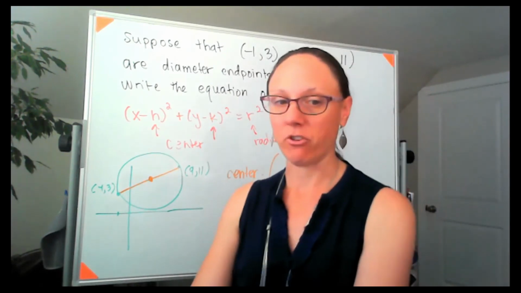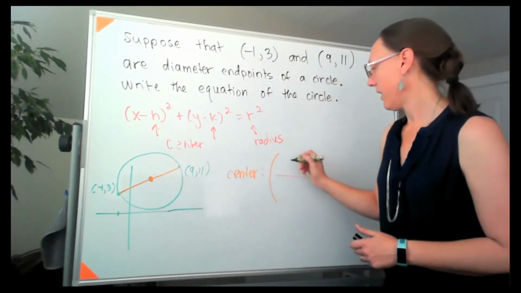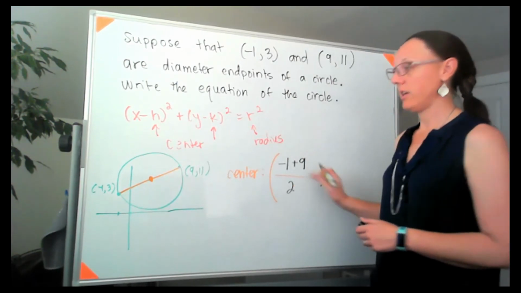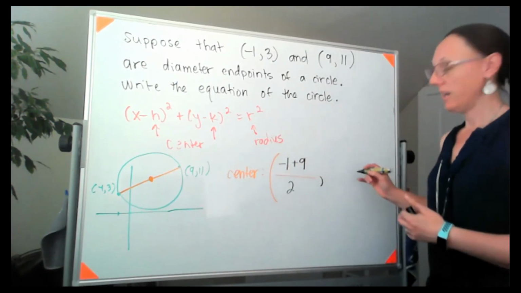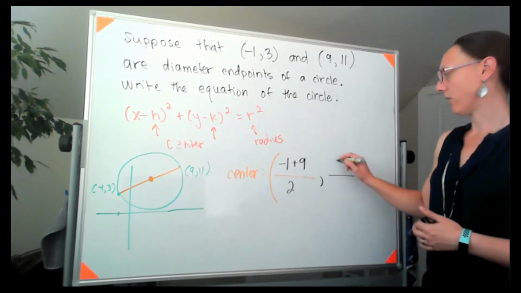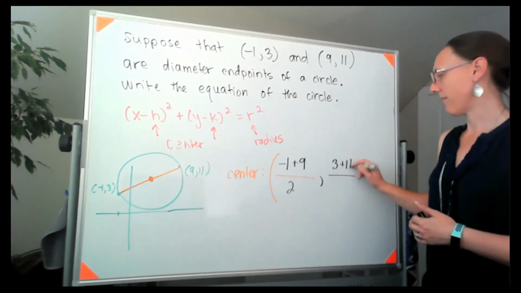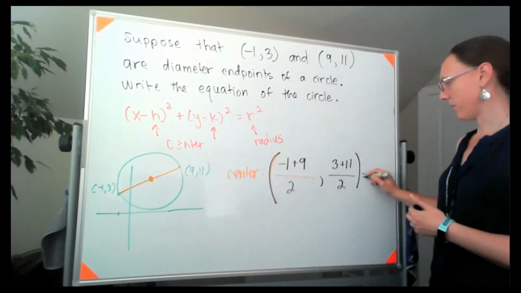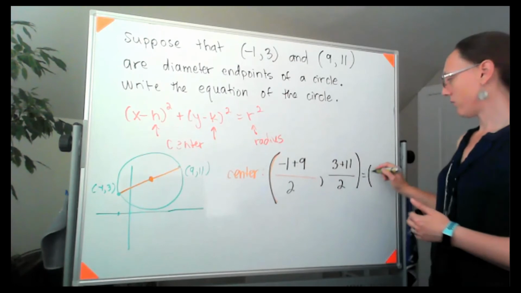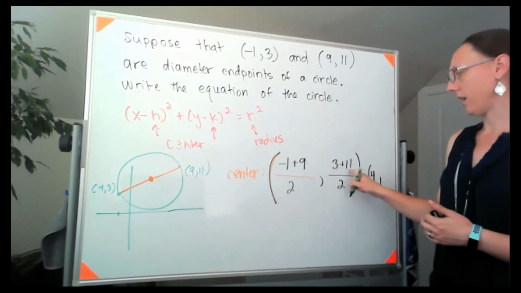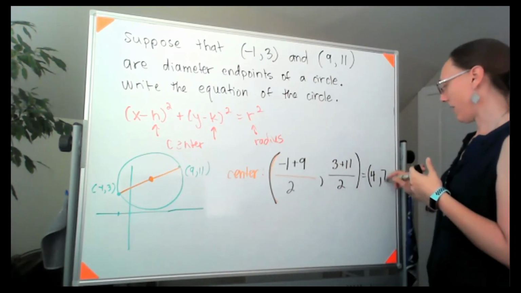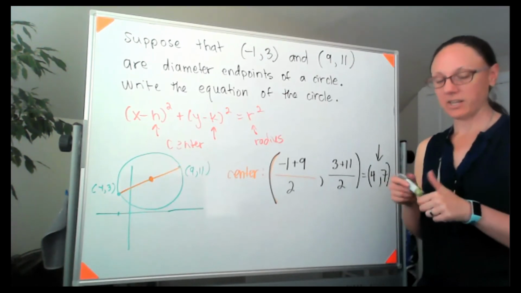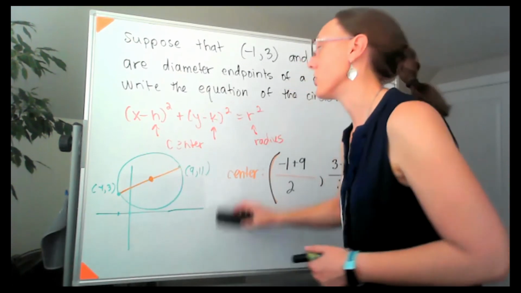So the center is going to be at (-1 + 9) divided by 2, the average of my 2 x values. And then I need the average of our 2 y values. So (3 + 11) divided by 2. So if I simplify that, what's that? 8 over 2, 4, and 14 over 2, 7. So that's the center of my circle, at (4, 7). So I can already get that plugged into our formula.